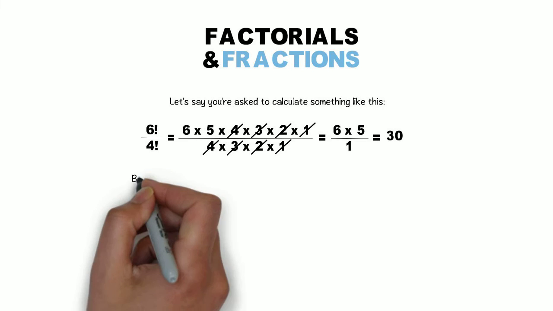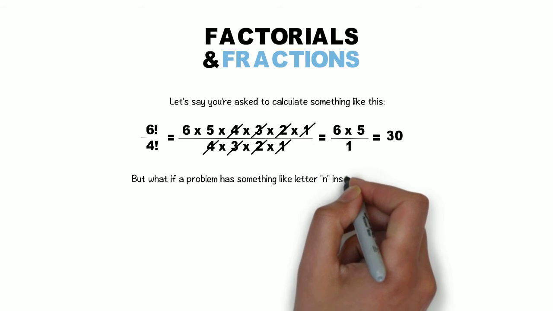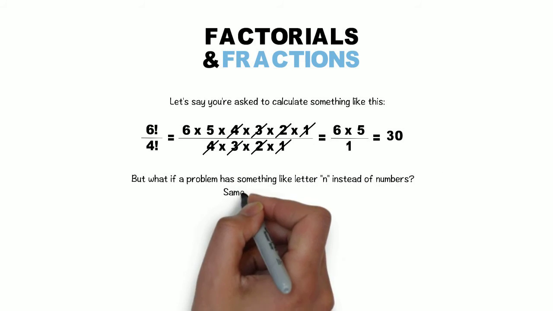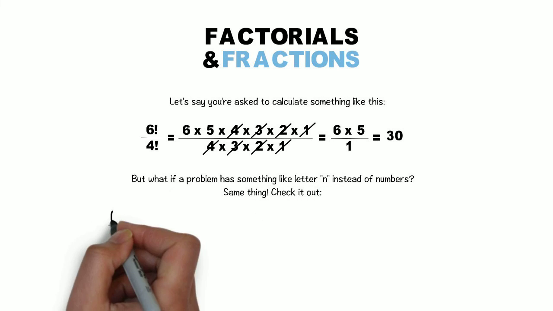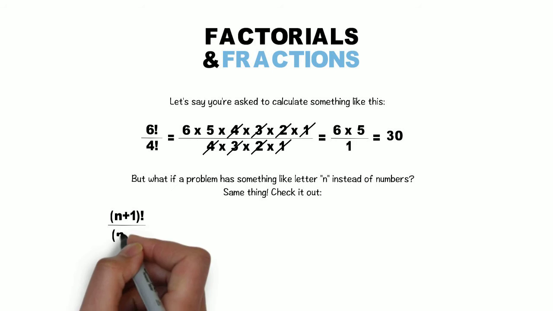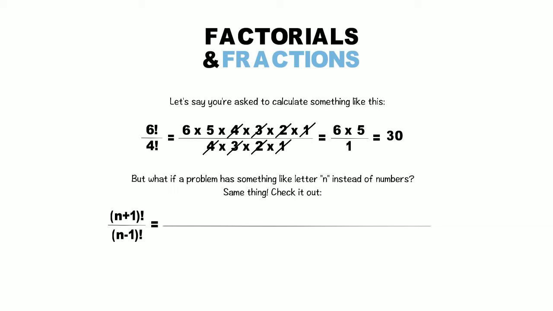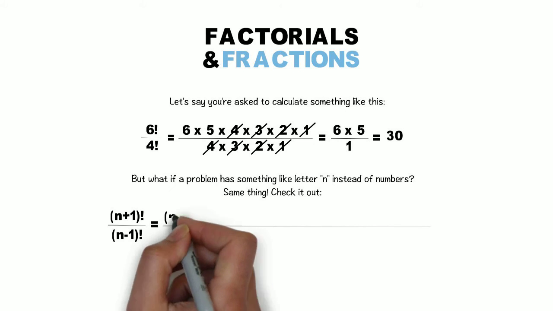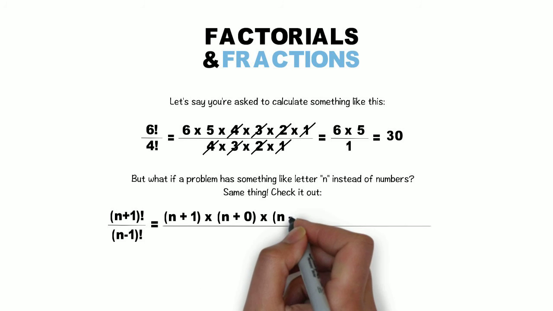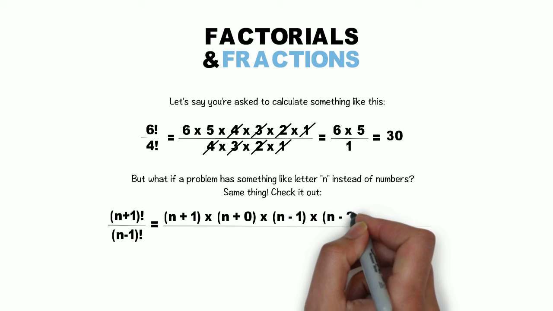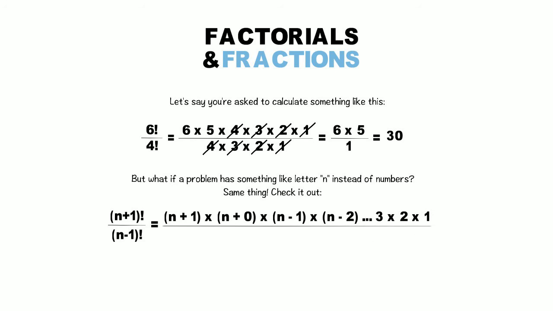Now, one last tip. Sometimes you're going to see problems that use the variable n instead of actually giving you numbers. And that can feel a bit confusing, but it works the exact same way. So here's an example. If you have n plus 1 factorial on top and n minus 1 factorial on bottom, then you can write the top as, well, remember how we do factorials. We start with the number they give us, and then we multiply until we get down to 1. So it's going to look like n plus 1 times n itself times n minus 1 all the way down to 1. On bottom, it's going to be the same thing.